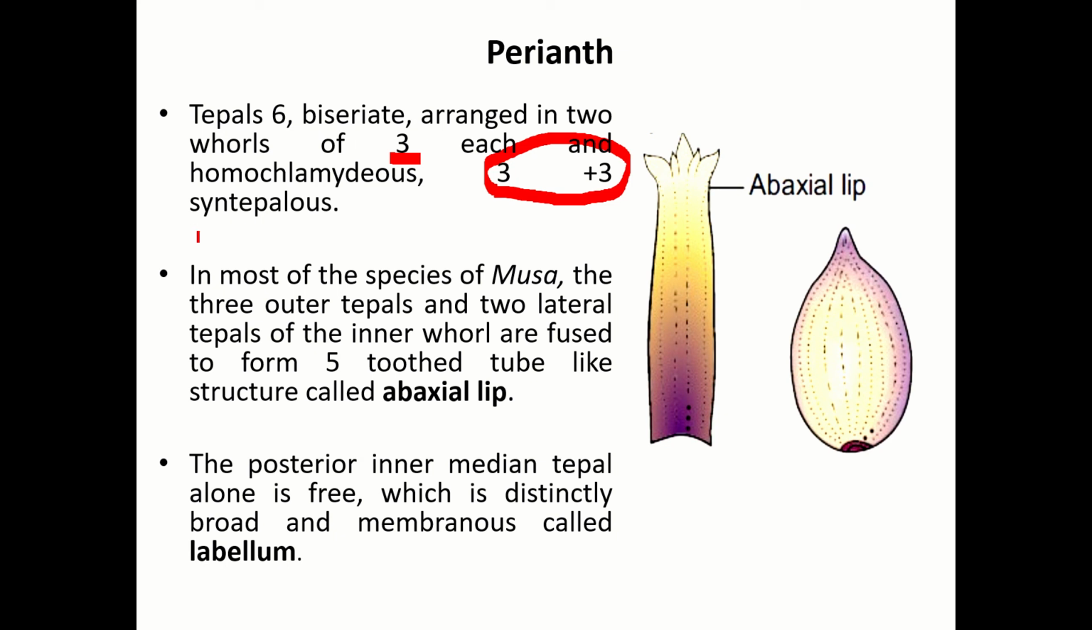In Musa, 5 tepals are united into a tubular structure while the 6th posterior tepal is free and boat-shaped. In most species of Musa, the 3 outer tepals and 2 lateral tepals of the inner whorl are fused to form a 5-toothed tube-like structure called the abaxial leaf. This is what I was just now telling. The posterior inner median tepal alone is free, which is distinctly broad and membranous, called the labellum.